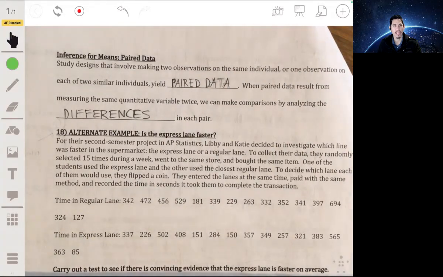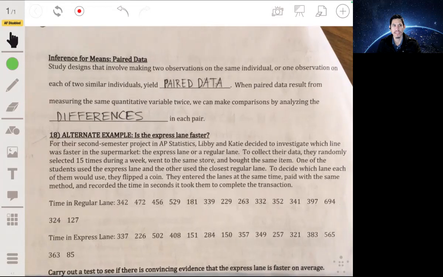Okay, so now we're going to look at how we conduct significance tests for paired data. We do this when you're conducting a study that involves making two observations on the same people. So you have 10 people and you want to make two observations on person one and then two observations on person two and so forth.